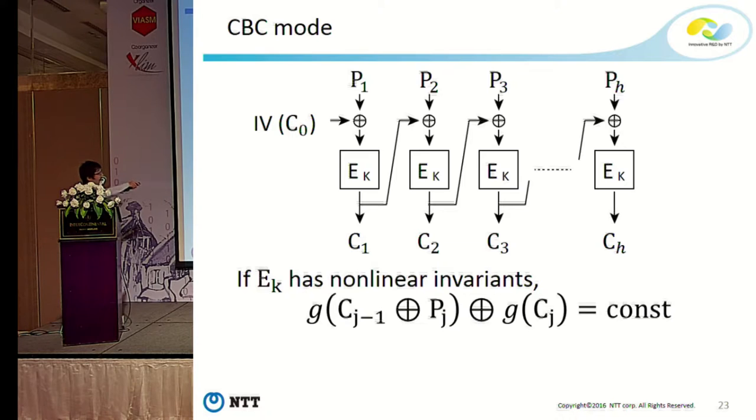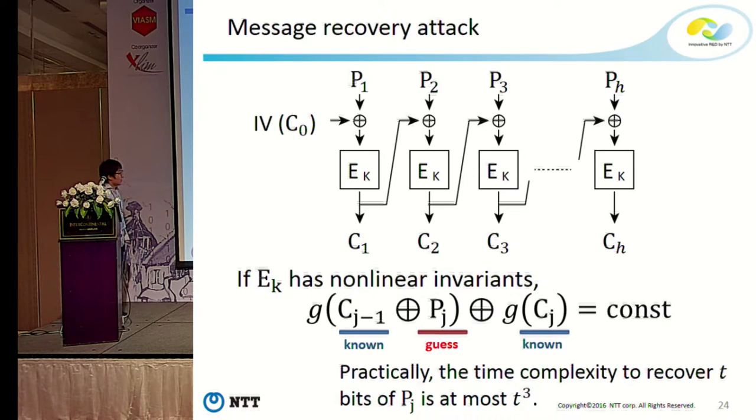So now E_K has a nonlinear invariant. This is a case of CBC mode. Now the plaintext is a secret, and the IV and the ciphertext are public. We have this equation, and this value is always constant. Now C_{j-1} is known, and C_j is known, but P_j is unknown. So we guess P_j and confirm whether this value is constant or not.